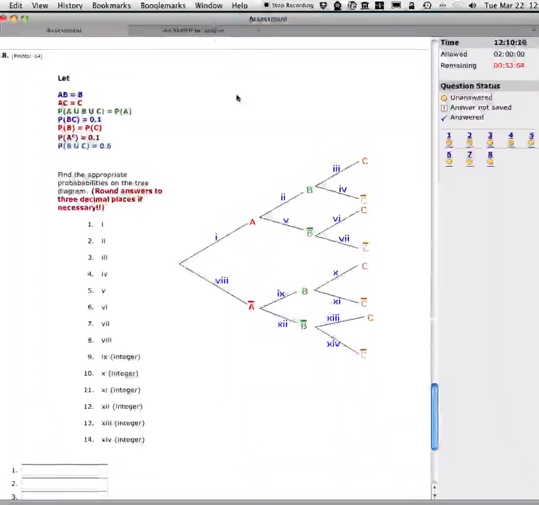Hi Kylie, now let's try another software to record the video and see if we can get something better than the previous exercise. And let's focus on question 8. So in this case we don't have a Venn diagram, but we have a tree diagram.